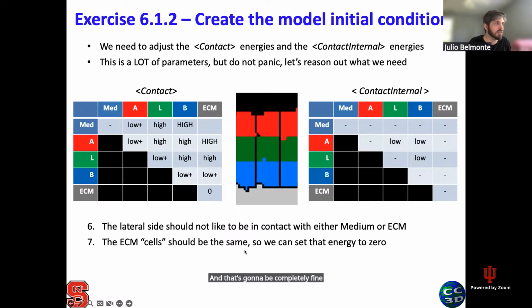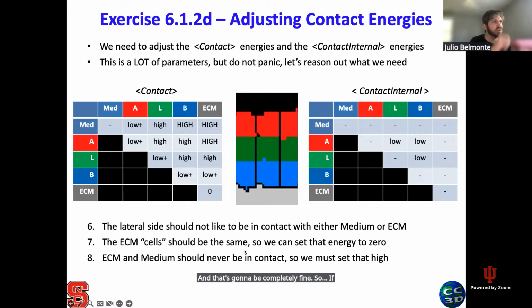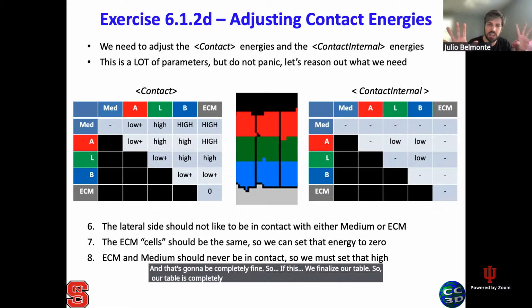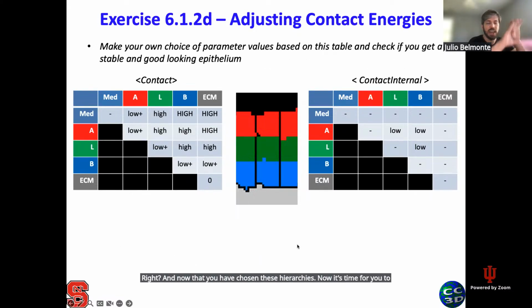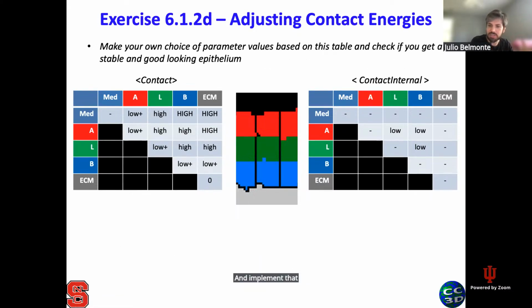So with this, we finalize our table. Our table is completely qualitative, right? But it has the correct hierarchies, right? And now that you have chosen these hierarchies, it's time for you to go to the code and implement that and add the numbers on it, okay?